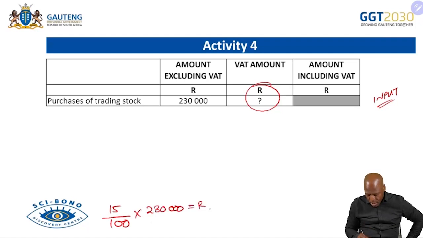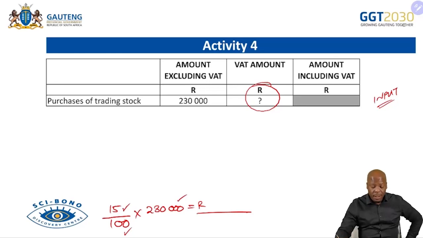230,000. Please punch that in the calculator. I want you to give me an amount. How much do you get? Okay, I can see you're still busy. Yes, you're saying 15 over 100 multiplied by 230,000. Thank you. Someone is saying you got how much?